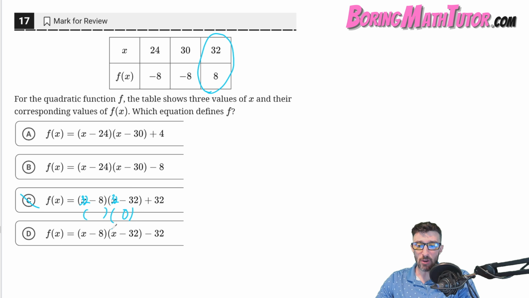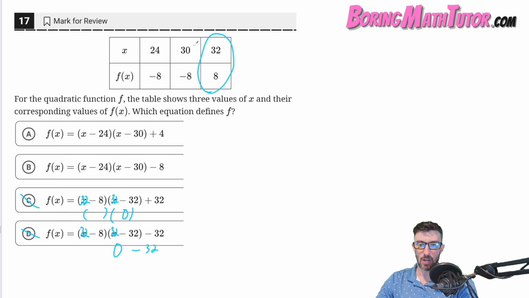So now if I go to the last one and I plug in 32 there, well, again, same logic. This is going to come out to 0 minus 32. But it's not supposed to come out to minus 32. It's supposed to come out to 8. So that one's also not correct.